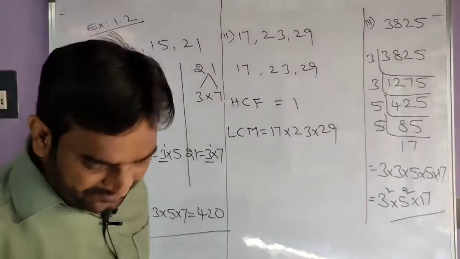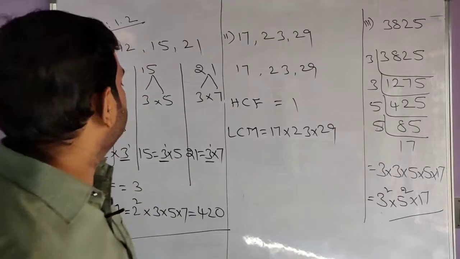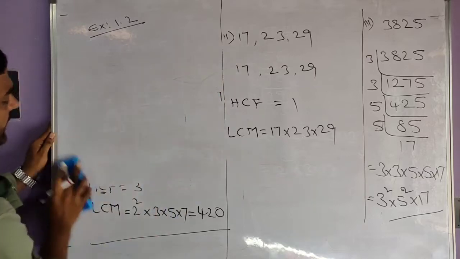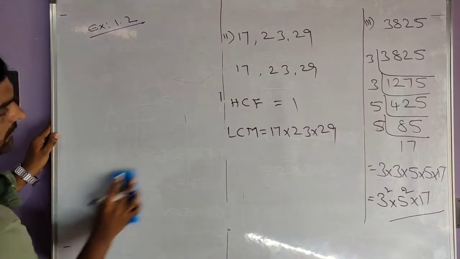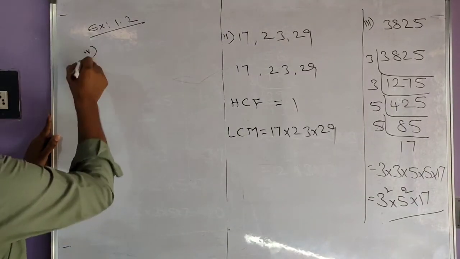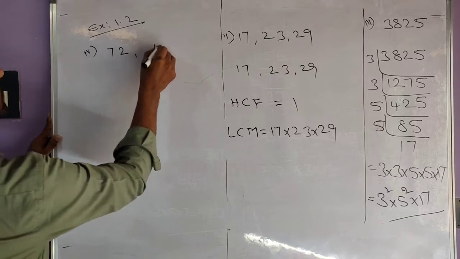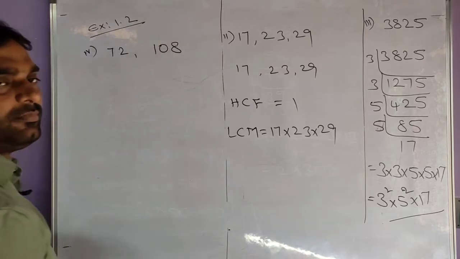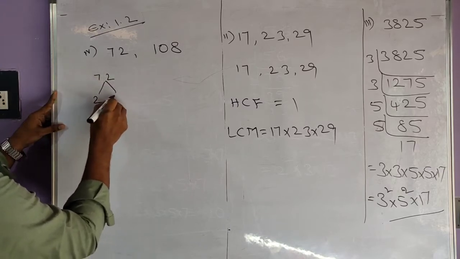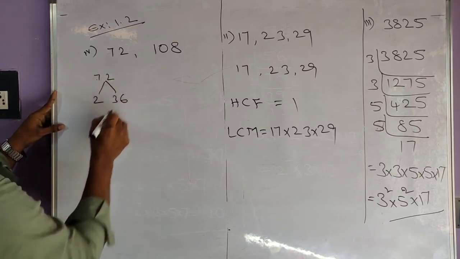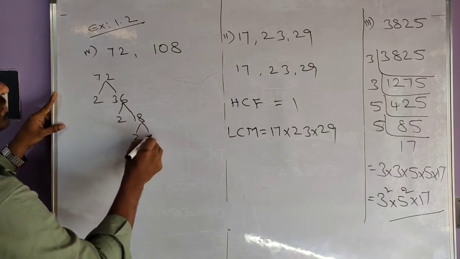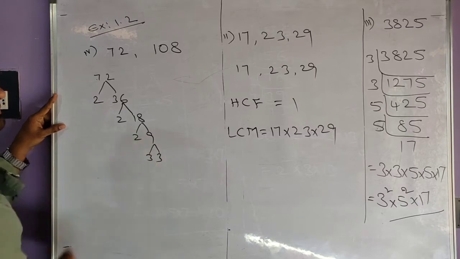Now, let's try another problem: 72, 108. Then you will get the idea. Find the LCM and HCF of 72 and 108. Second bit, fourth problem. First write down the prime factors of 72. 2 3s are 6, 12 remaining. 2 6s are 12, 2 18, 2 9, 3 3.